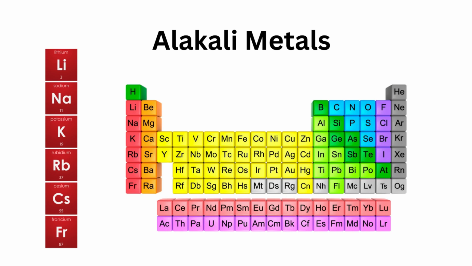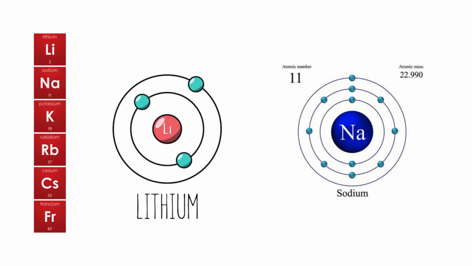Students, as you can see in the picture, the group 1 elements are shown in red color. These elements are reactive because they have one electron in their outer shell. The elements with one electron in their outermost shell are unstable and they are very reactive. For example, the element lithium has atomic number 3. In lithium, there is one electron in the outermost shell. So these are very reactive.